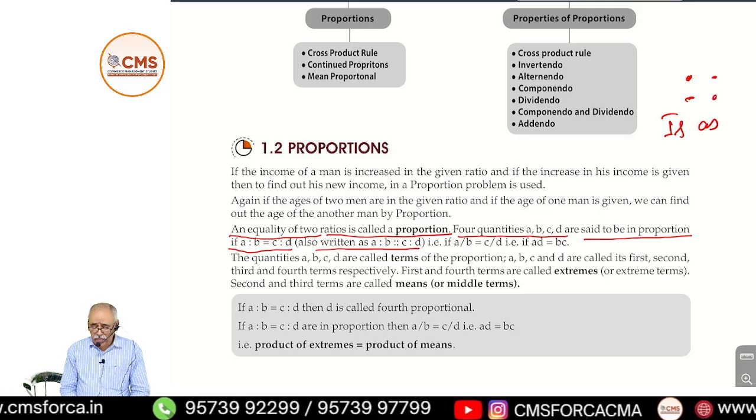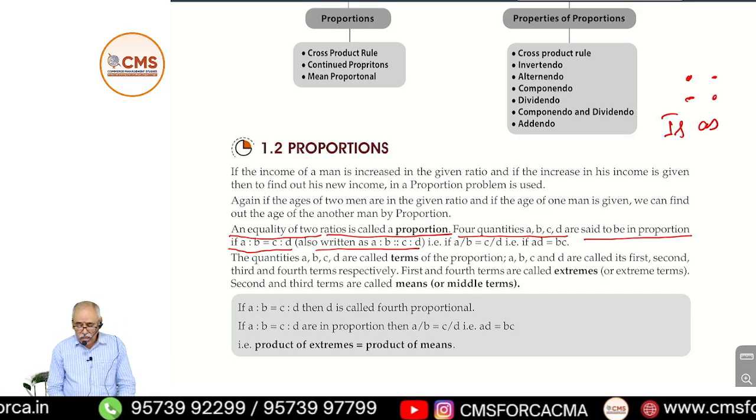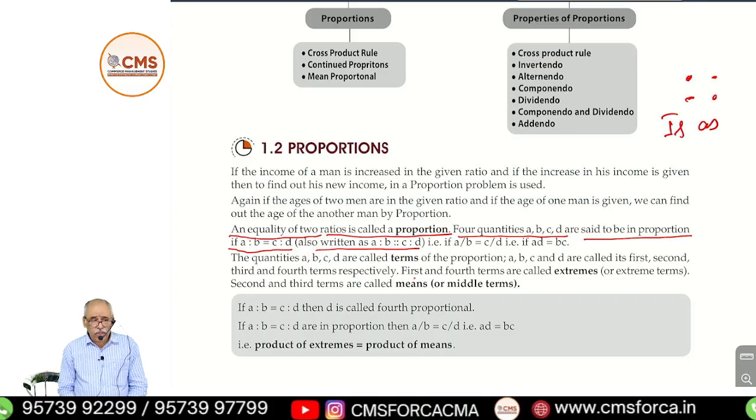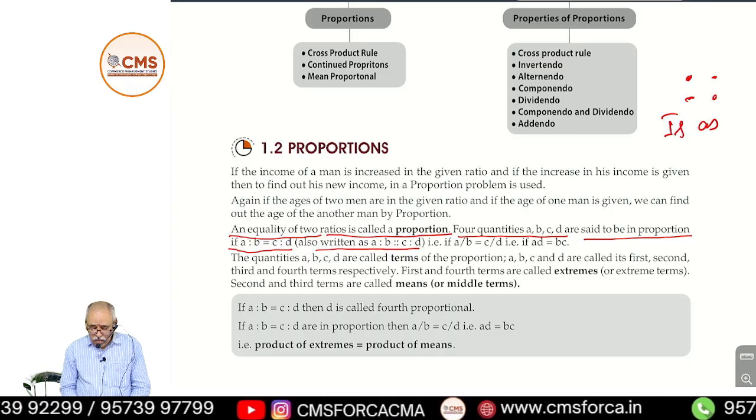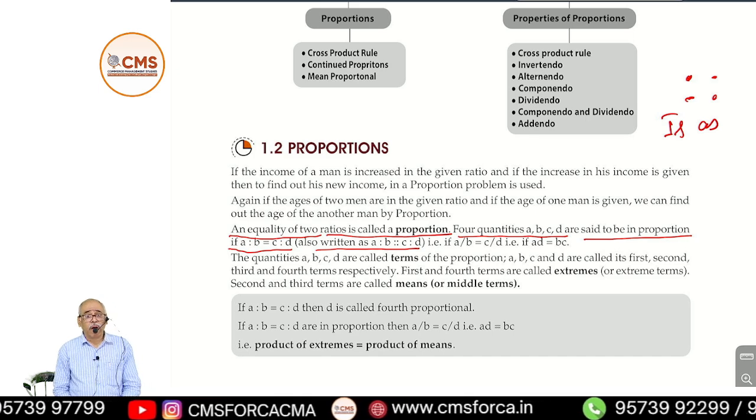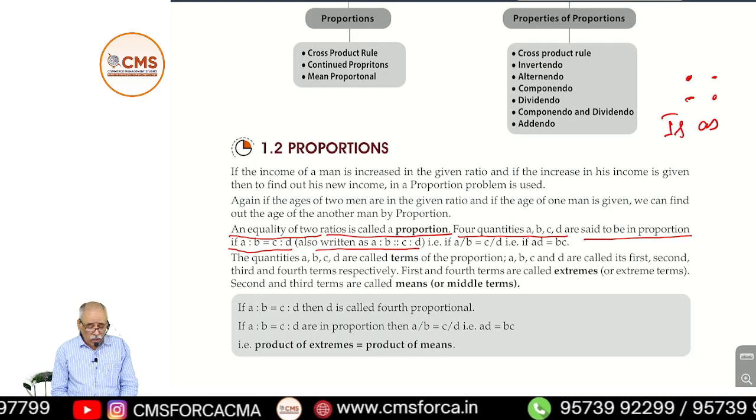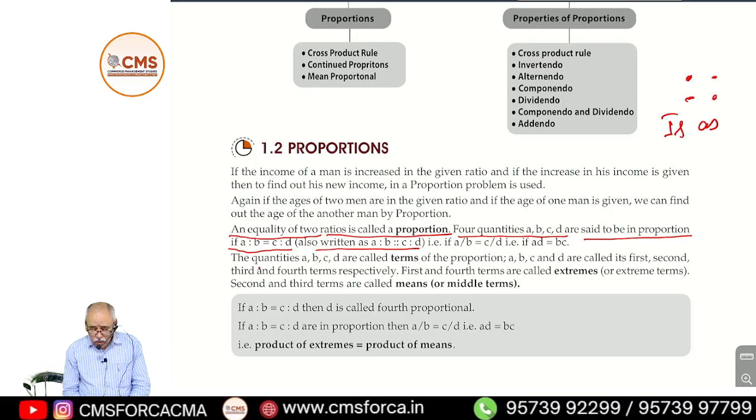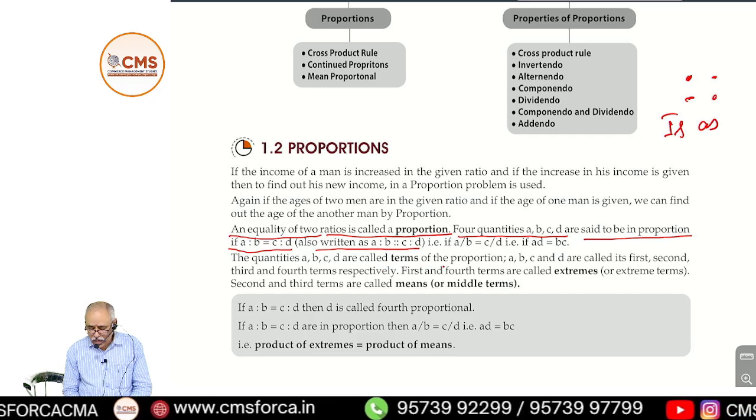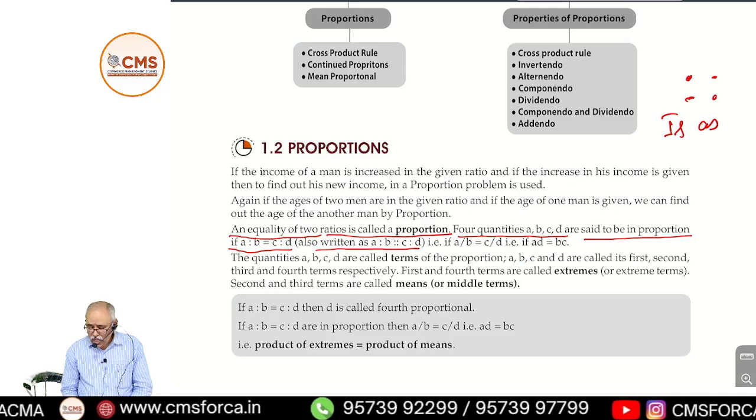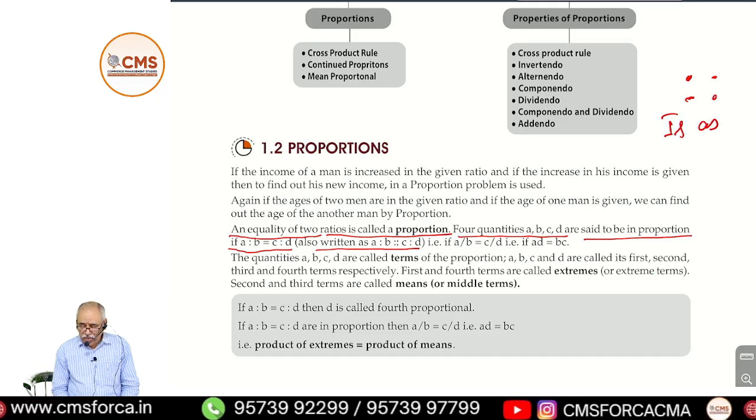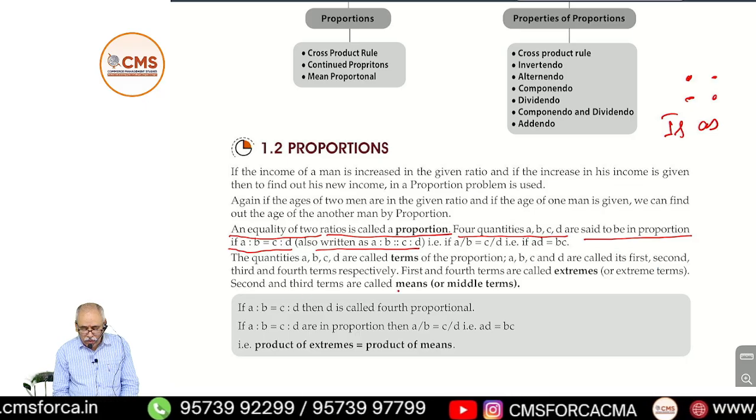That is, if A by B equal to C by D, or if AD equal to BC, we say that two ratios are in proportion. In a ratio, terms must be of the same kind. But here, the four quantities A, B, C, D are called the terms of the proportion. A, B, C and D are called respectively first, second, third and fourth terms.